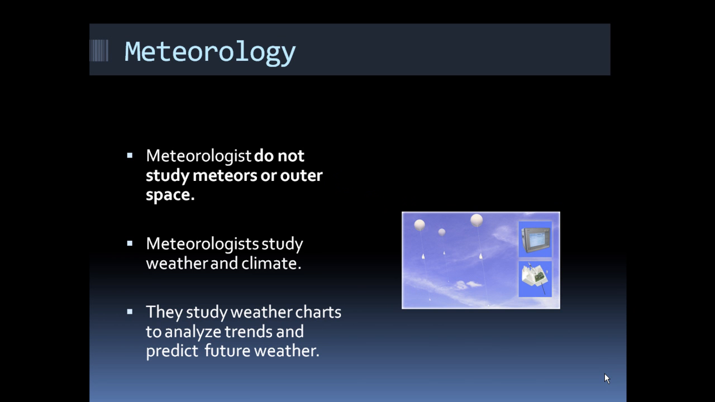Meteorology. Meteorologists do not study meteors or outer space, right? They study weather and climate. They look at weather charts to analyze trends and predict future weather. They also are doing a lot of study on the climate change that's taking place in our Earth.